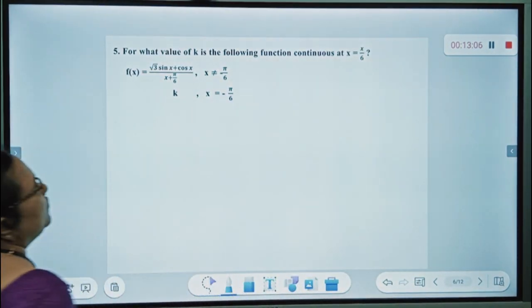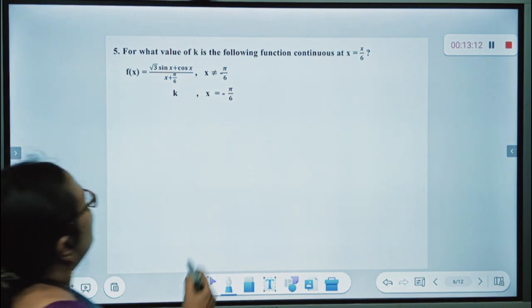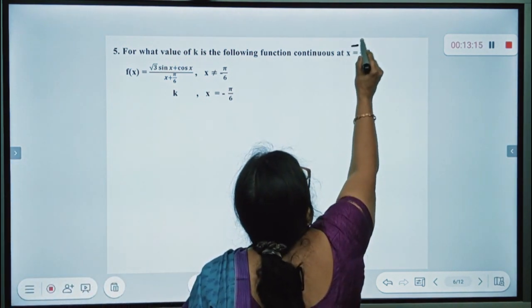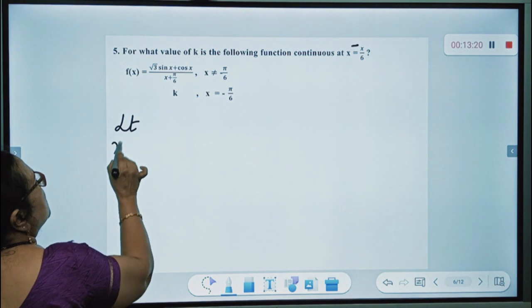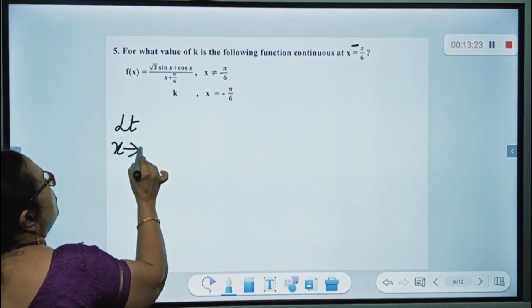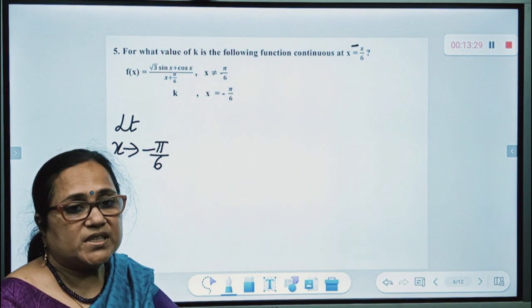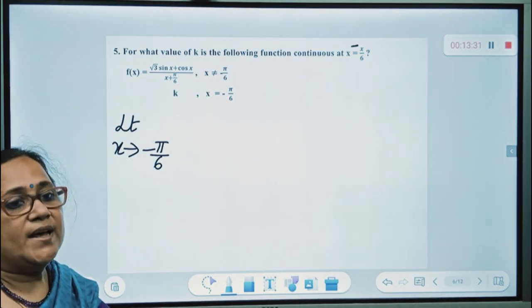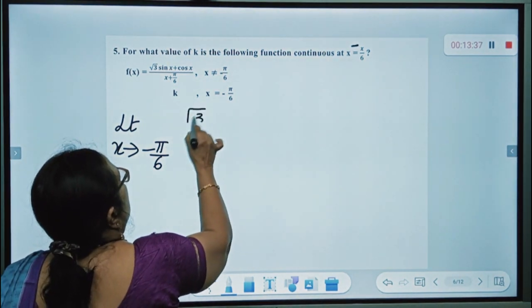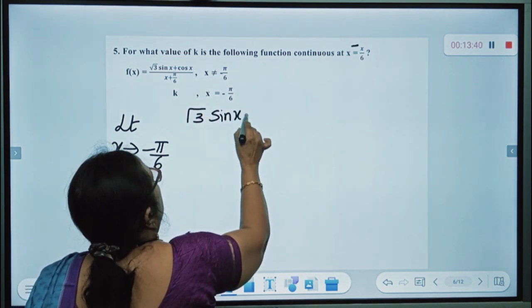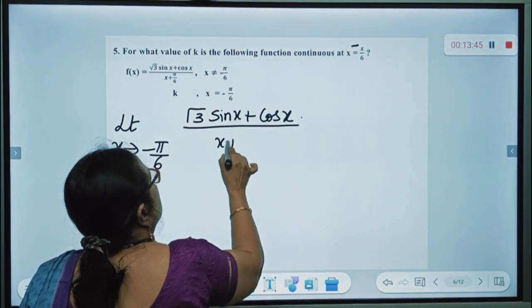Now look at this problem. For what value of k is the following function continuous at x equal to minus pi by 6? It is minus pi by 6. So limit x tends to minus pi by 6. Whenever we say x tending to minus pi by 6, x does not take the value minus pi by 6. x takes values closer to minus pi by 6. So what will be the function? Root 3 sin x plus cos x by x plus pi by 6.